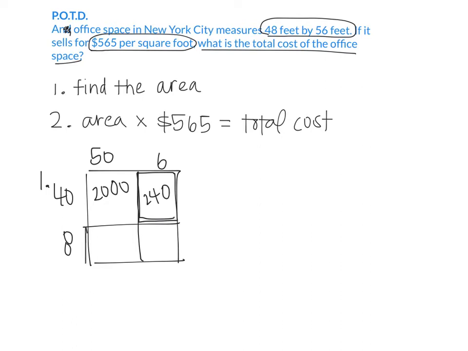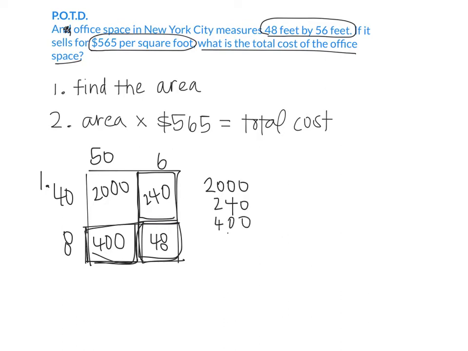To find this one down here, I have to do 8 times 50. So I can just do 8 times 5, which is? 40. And then add how many more zeros? 1. Good. And then over here, I just have 8 times 6, which is? 48. Now that I have 4 partial products, I can just add them up to find the total area. So 2,000 plus 240 plus 400 plus 48.